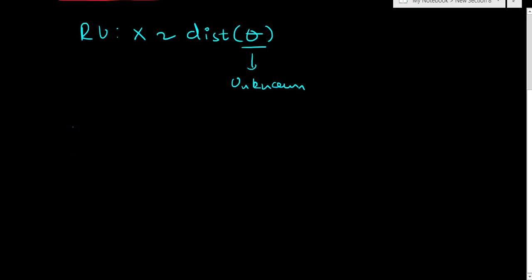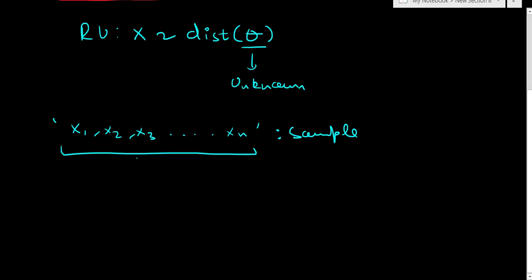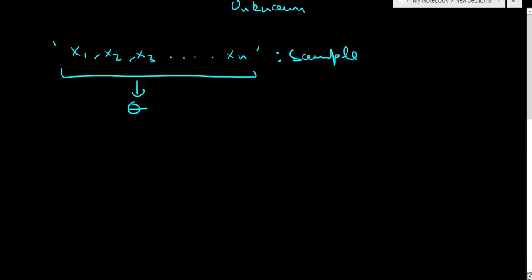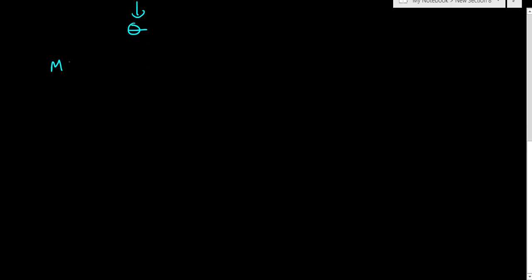Let's call this sample x1, x2, x3, going up to xn. I need to use this sample in order to estimate the value of theta. So I want to use the sample and estimate a value for theta. One way I can do this is called the method of moments estimate, or MME, which is the topic right before this one.